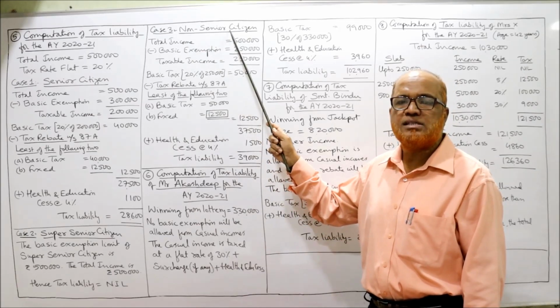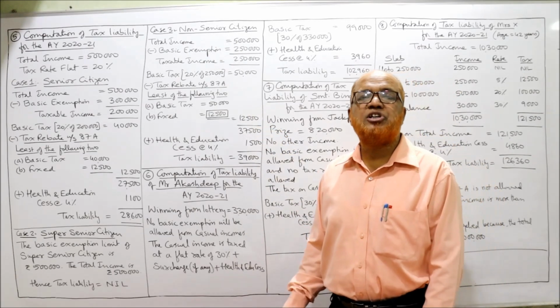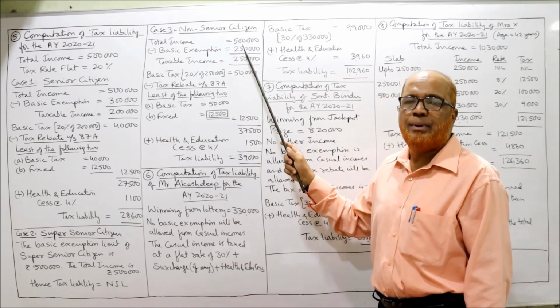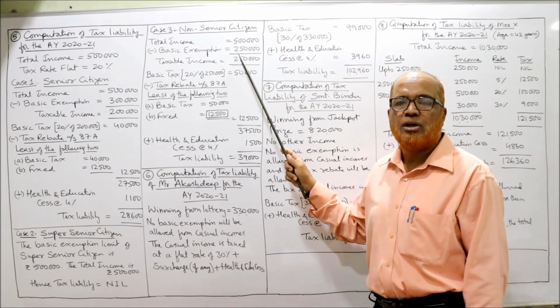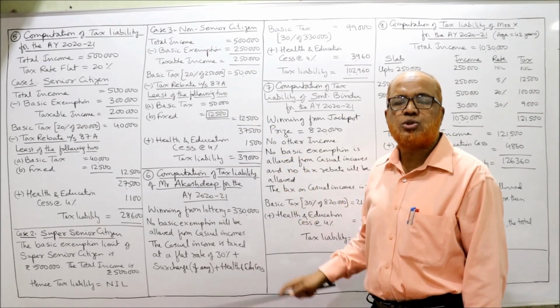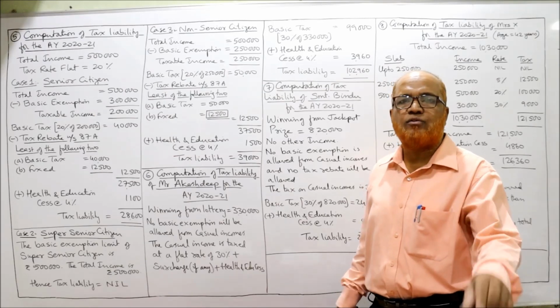Now third case, non-senior citizen. Case 3, non-senior. So basic exemption limit is 2,50,000. Total income 5 lakh, basic exemption limit 2,50,000. So taxable income is 2,50,000. So tax rate 20%, 20% of 2,50,000.